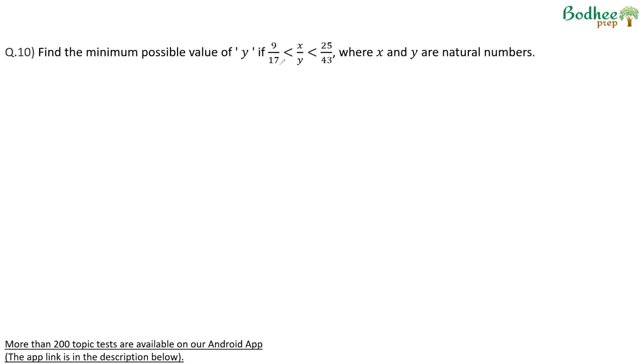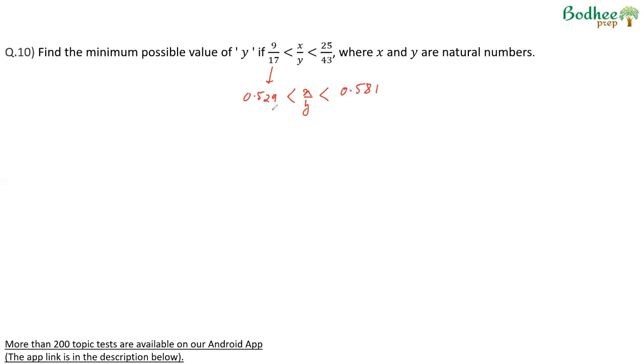Find the minimum possible value of y if 9 by 17 is less than or equal to x by y, which is less than or equal to 25 by 43, where x and y are real numbers. So what I do is, we find the decimal value of 9 by 17. Using the calculator, this is approximately 0.529. This is less than x by y. And again, 25 divided by 43.